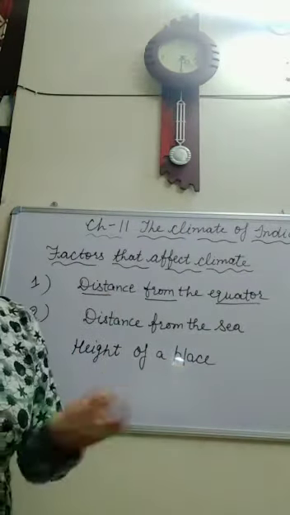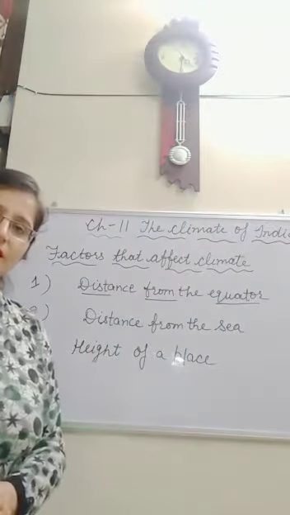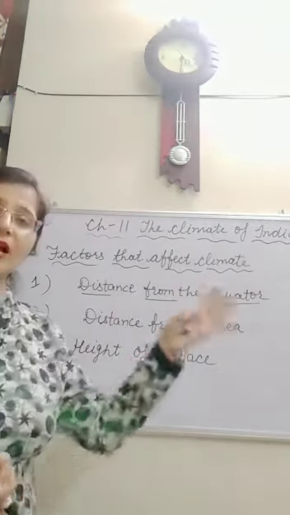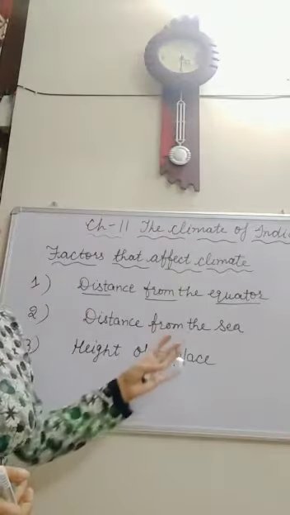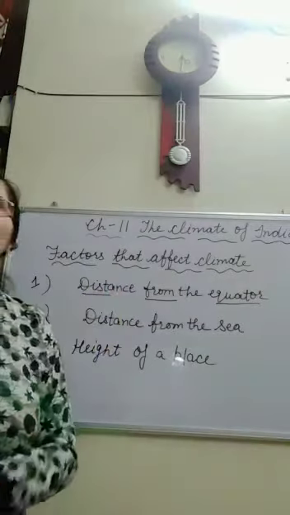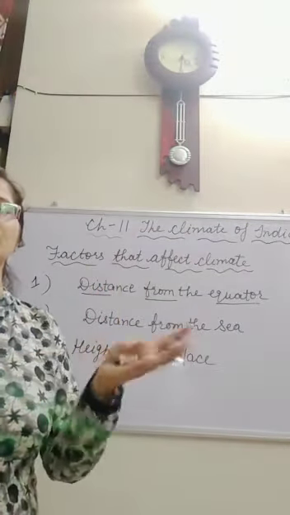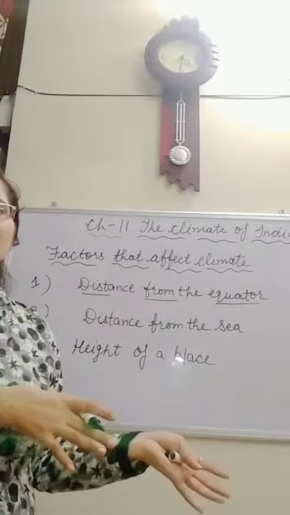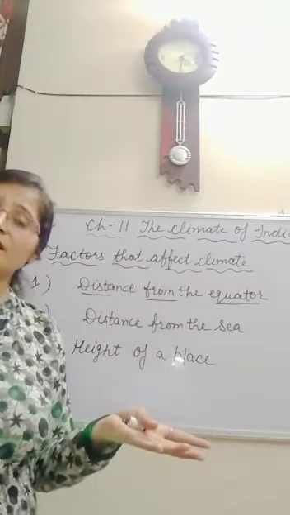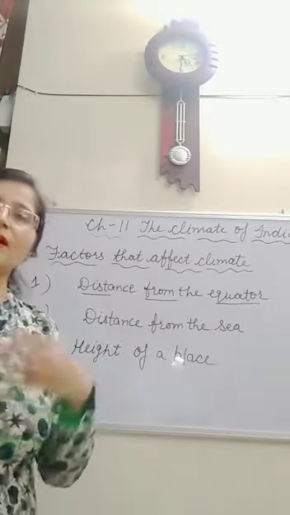The places at a higher altitude have a colder climate. Yes, places at a higher altitude have a very cold climate. And in other words, we can take the example of any hill station like Ooty. Ooty is cool even in summer because of its height. Yes, we can take the example of any other hill station like Shimla, Ooty.